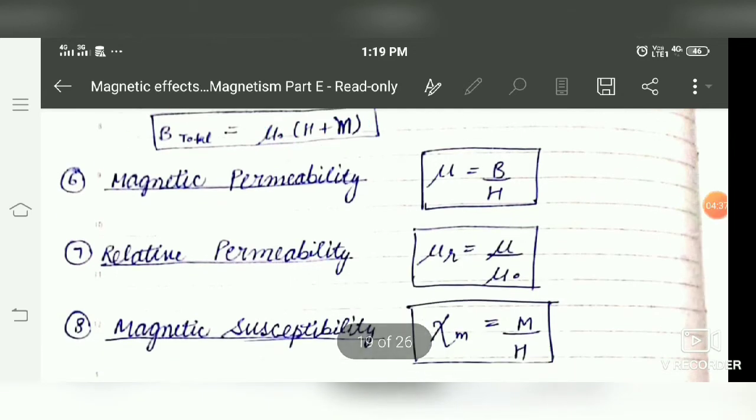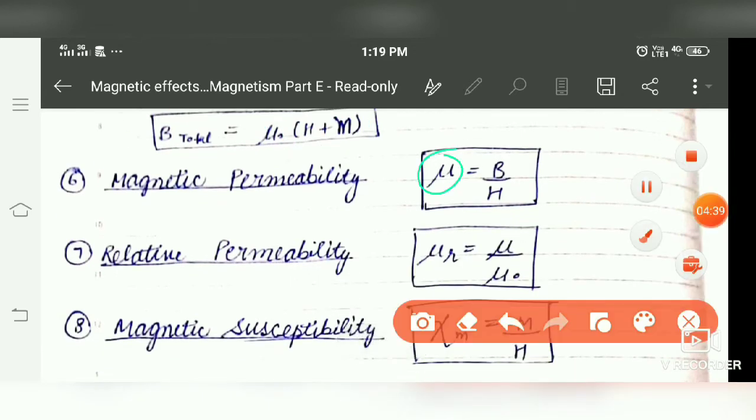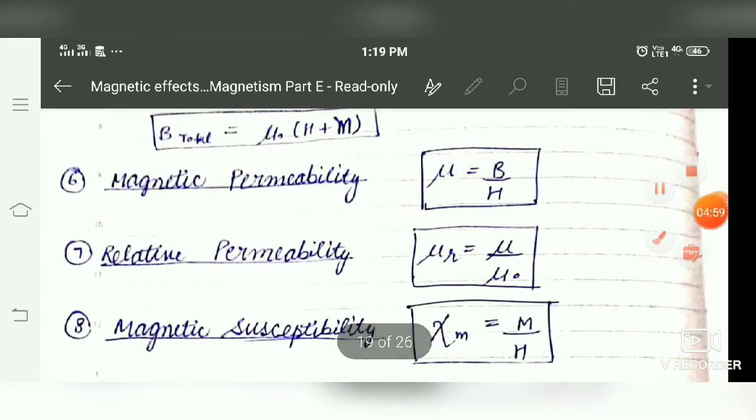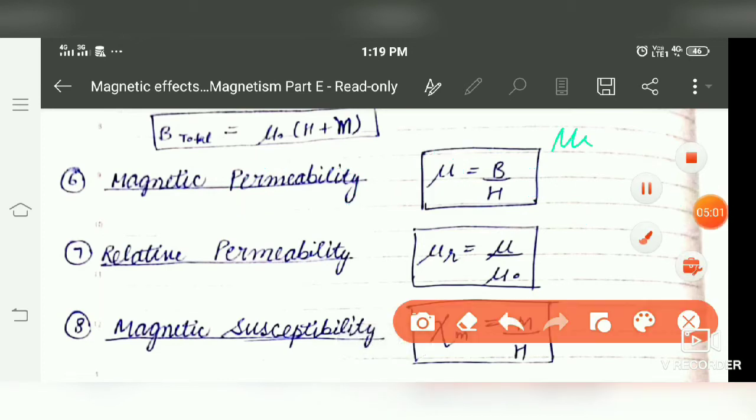Magnetic permeability is how much a medium can allow magnetic field lines to pass through it. It is given by mu equals B by H. Relative permeability: if we compare the permeability of two media, say free space, which is represented by mu naught, and a medium, which is mu, we get mu r equals mu upon mu naught. So this is relative permeability.